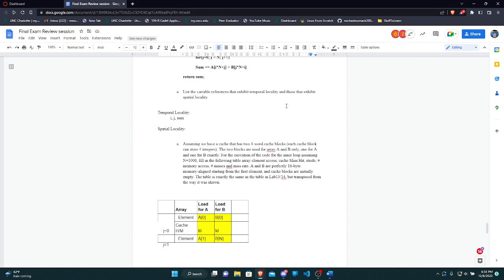So when J is 2, it's going to be A of 2. And we loaded in A of 0, A of 1, A of 2, and A of 3. So this is still going to be a hit. But now for B, when J is 2, it's still being multiplied by N. So now it's 2N. And once again, it's just going over everything we've loaded into the cache block. So it's going to be a miss again.